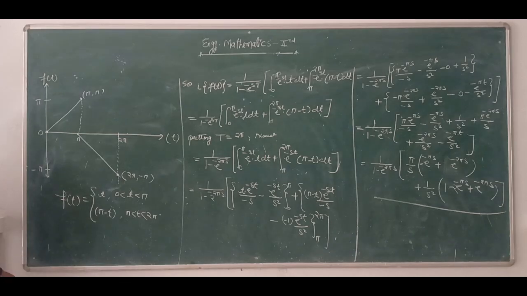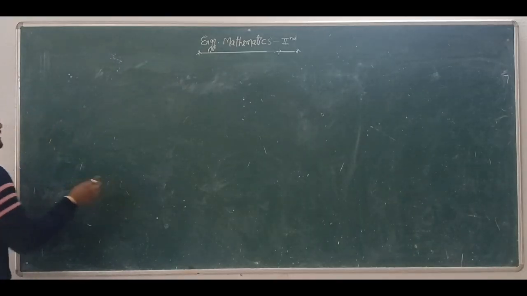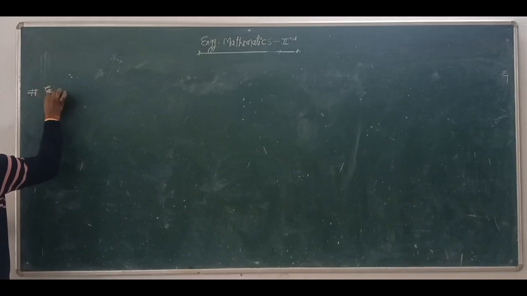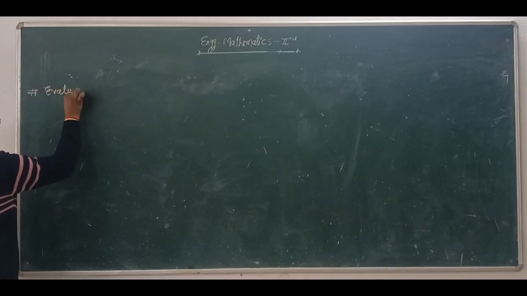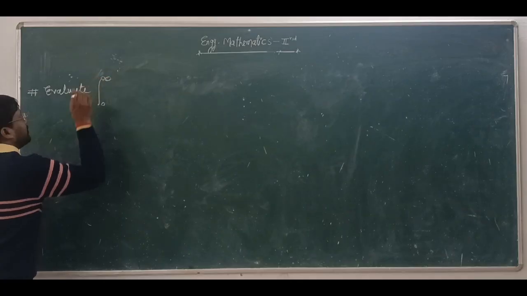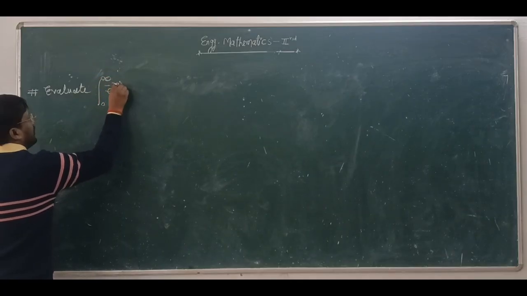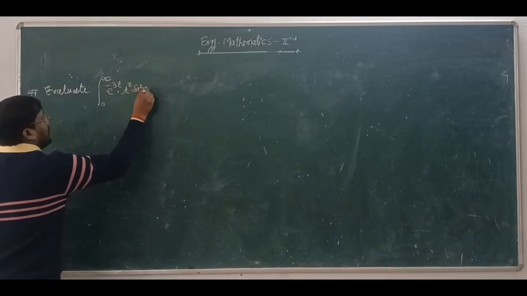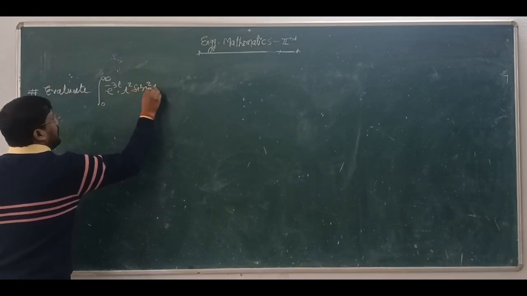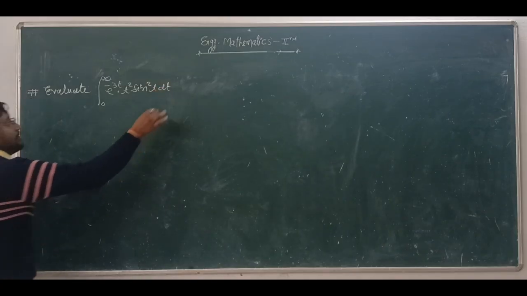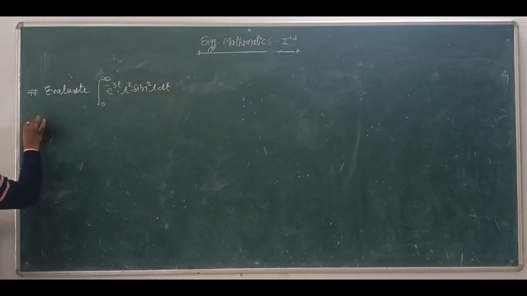This is your graph. Now we have an integral to evaluate: the integral from 0 to infinity of e to the power minus 3t into t square into sine square t dt. This is a very important numerical. Now the solution of this numerical.